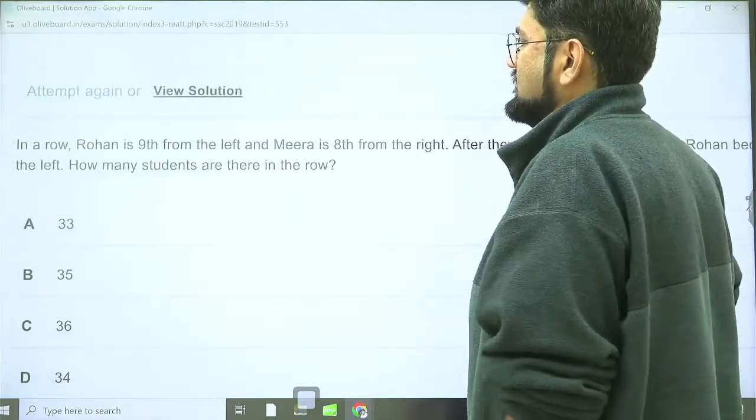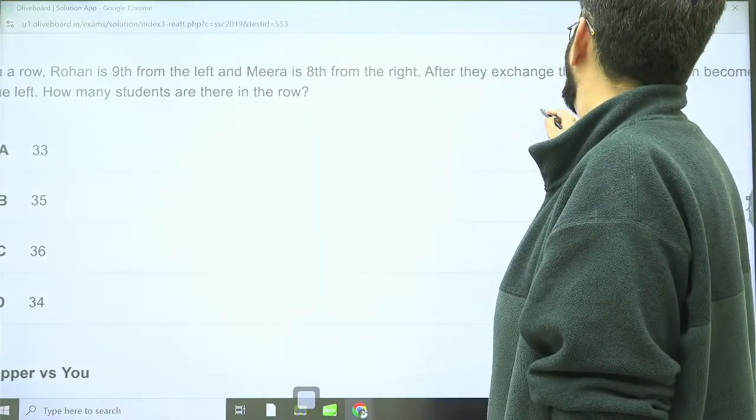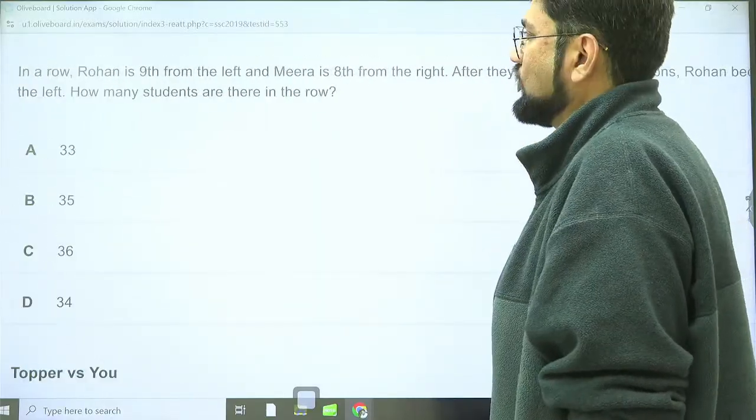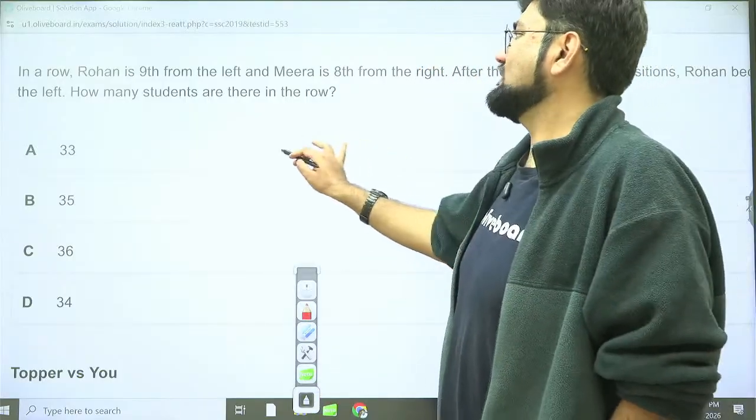Okay, this is pretty easy. In a row, Rohan is 9th from the left and Meera is 8th from the right. After the exchange of positions, Rohan becomes 28th from the left. How many students are there in the row? See, Rohan is 9th from the left already.